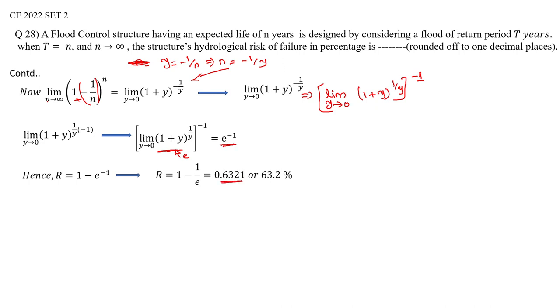When you enter 1 minus 1 by e in the calculator, you will get a value of 0.6321. But the question asks to write it as a percentage, so it will be 63.2%. Is it clear?